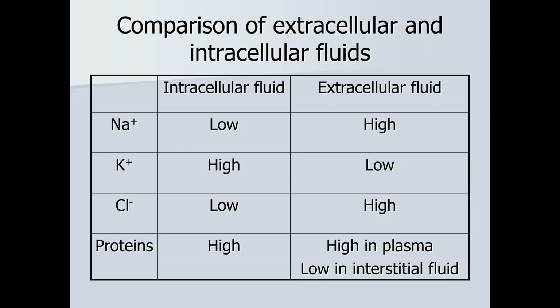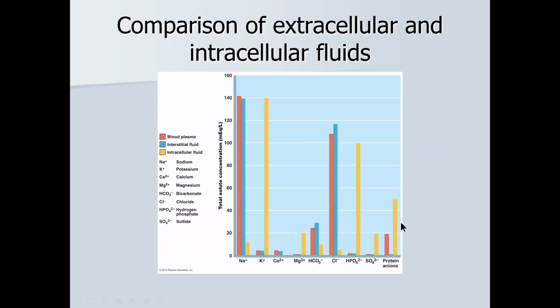And then proteins are high inside the cell, and they're high in the plasma, but they're low in the interstitial fluid. So proteins are primarily responsible for the negative charge inside the cell, okay? And chloride is primarily responsible for the negative charge outside the cell in the extracellular fluid. And then we have sodium and potassium, which have different ratios, and that was responsible for our depolarization, repolarization when we looked at nerve transmission a long time ago, whenever you took that. This is just a chart showing that. You can see that in more detail if you wanted to.